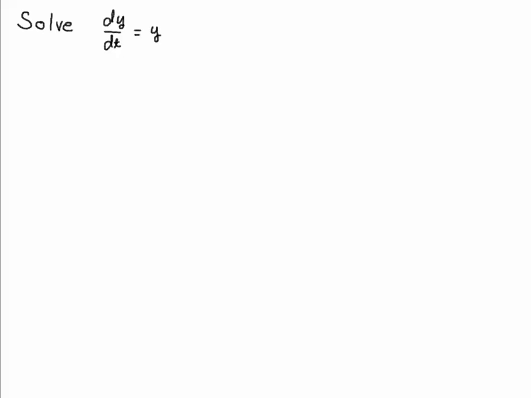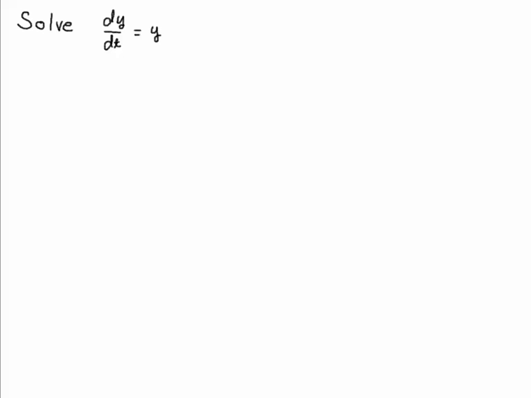Hello students, in this video we're going to solve a first order linear ordinary differential equation. Remember, first order because the highest order of the derivatives present is 1, and linear because all the terms in the dependent variable appear linearly, all the derivatives and the independent variable.